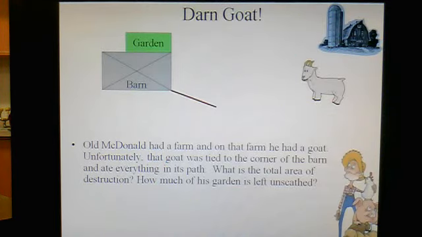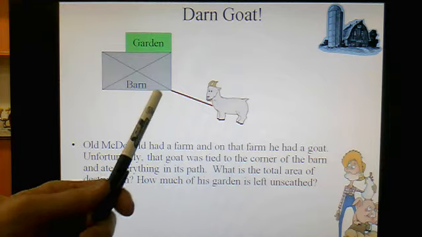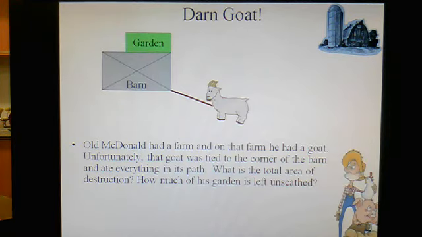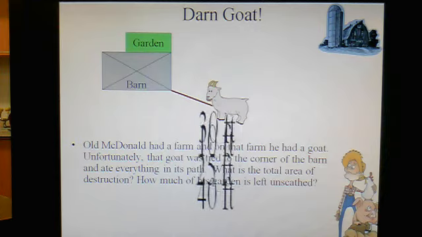Alright, last problem, and one of my favorite problems on here, is the darn goat problem. Some of you know about goats. Goats are known for their destructive nature. And if you let them run free all around the yard, they'll just chew and destroy everything. So old MacDonald ties his up to the corner of his barn. So he's got a barn, he's got a garden in the back, and he wants to kind of calculate the area of destruction on here.